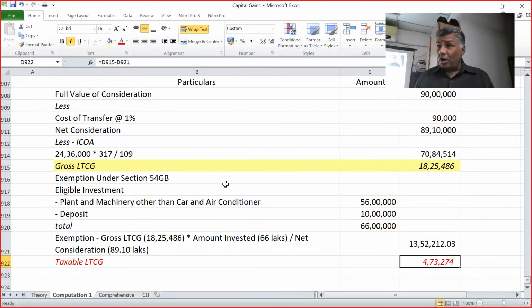The order of importance: first, 54 is a very popular question. 54G in business is a popular question. Then only 54EC, 54F and the others come. Okay, and at the final level, they are more about 54. Most popular sections only they are looking into. Am I clear to you? These are all the various exemptions you can claim.